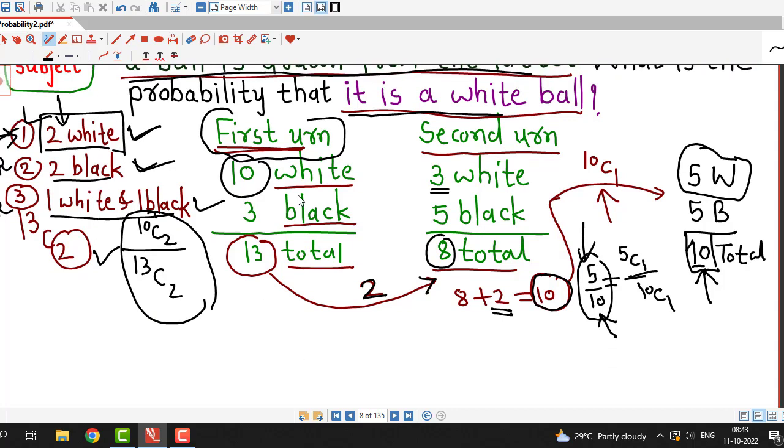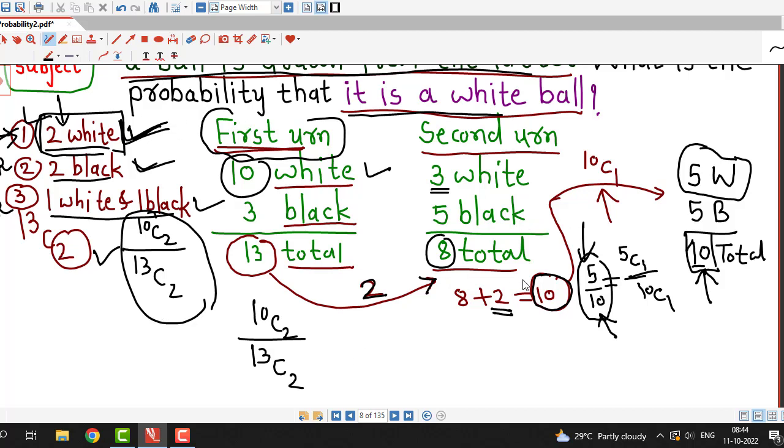I repeat again. First we are selecting two white balls from the first urn. In the first urn there are 13 balls, so we can select two balls out of 13 in 13C2 ways. That is, these are the total number of outcomes for selecting two balls out of 13. Now outcomes in favor of two white balls are 10C2, because there are 10 white balls, so we can select two white balls out of 10 white balls in 10C2 ways. So this is the probability of the event that two white balls are drawn from the first urn.